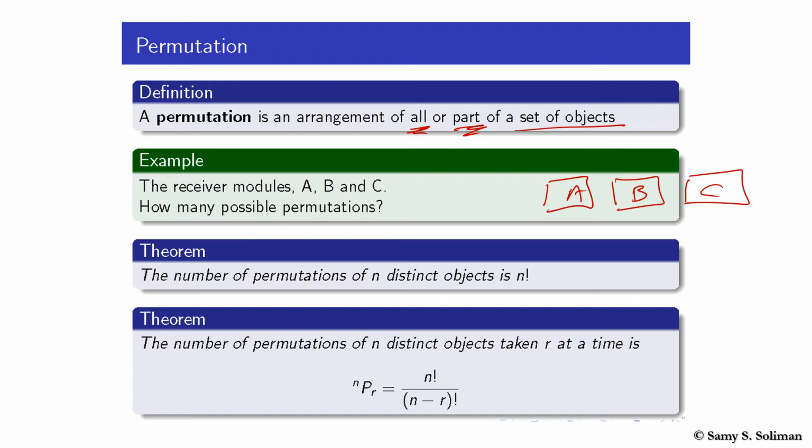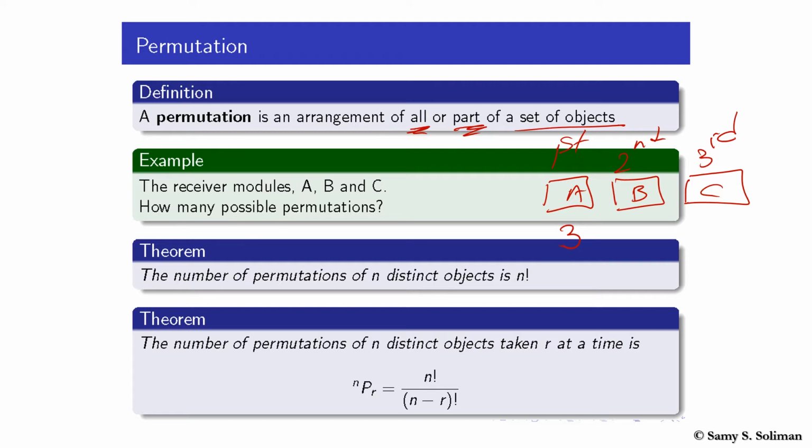Even without the terminology of permutation, we can think of how many ways we can order or arrange these objects. So now let's assume that we have 3 positions, the first position, the second position, and the third position. And let's count the number of possibilities to fill the first position. So for filling the first position, we have 3 choices, module A, module B, and module C. So we have 3 choices.